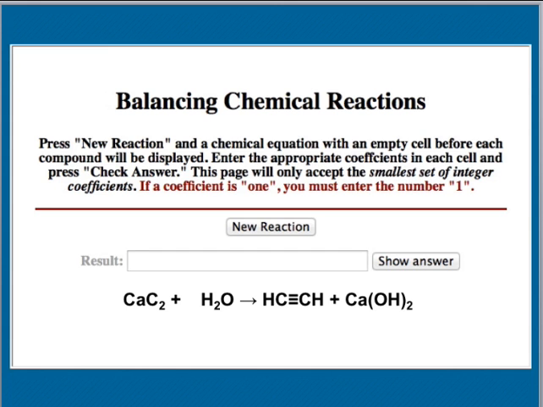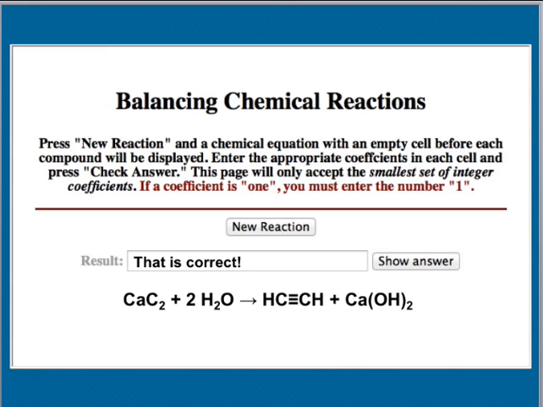This is acetylene gas. This is calcium hydroxide. As we look at this, let's see, we have 1, 2, 3, 4 hydrogens. We're going to need at least 2 waters, right? My gosh, that's all it took to get it right. Let's check. 1 calcium, 1 calcium. 2 carbons, 2 carbons. 4 hydrogens, 1, 2, 3, 4 hydrogens. 1, 2 oxygens, 1, 2 oxygens. So that worked.